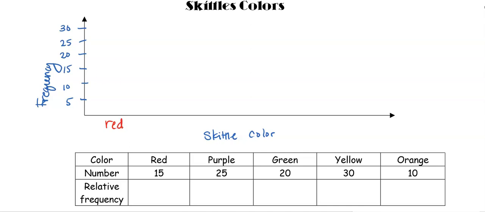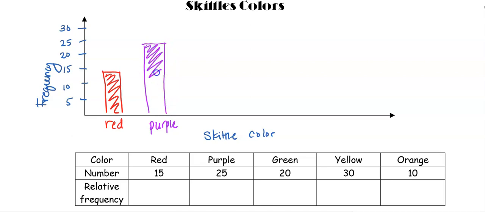So our first one is red. So we have red, and there are 15 red. And the next we have is purple. We have 25 purple. So we go all the way up to 25. And when it talked about having the equal length, it's that equal width. So we're just going to make sure that we're using the same kind of bar. Obviously, the purple is going to go higher than the red because we have more purple. Next is green. And we have 20 green.